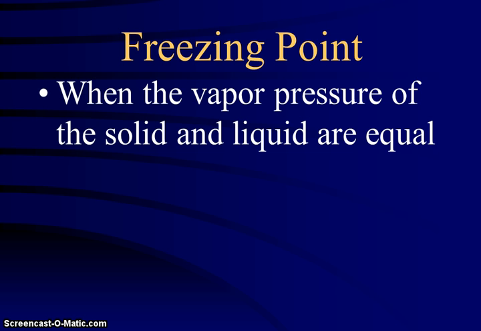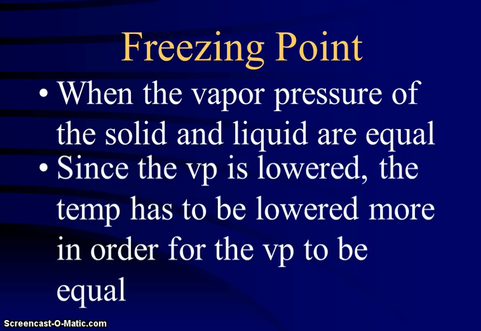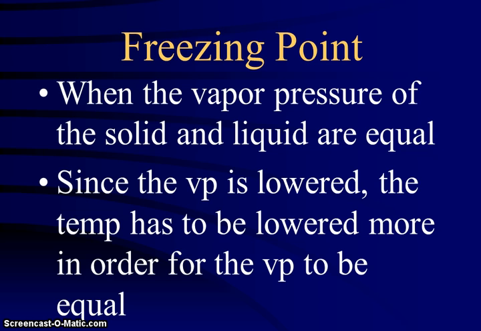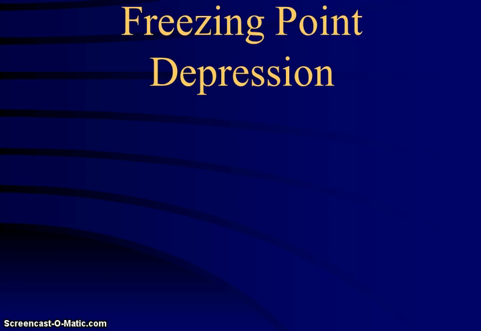Now when we talk about freezing point, we know that freezing point occurs when the vapor pressures of the solid and the liquid state are equal. Since the vapor pressure is lowered when a solute is added to a solvent, the temperature has to be lowered more in order for the vapor pressure to become equal. So we're dealing with what's called freezing point depression. When we add a solute to a solvent, the freezing point temperature goes down.